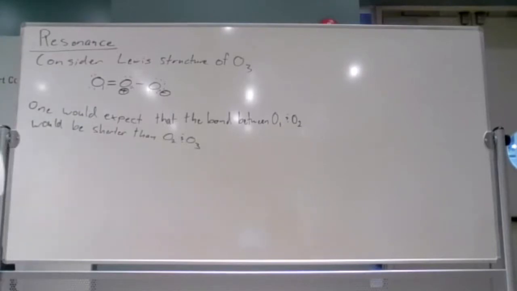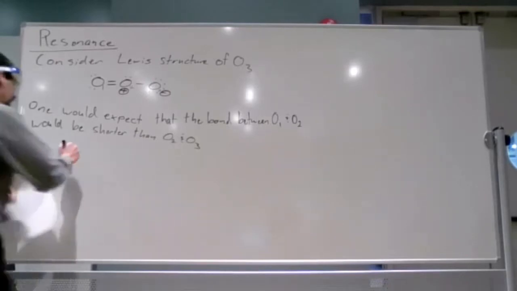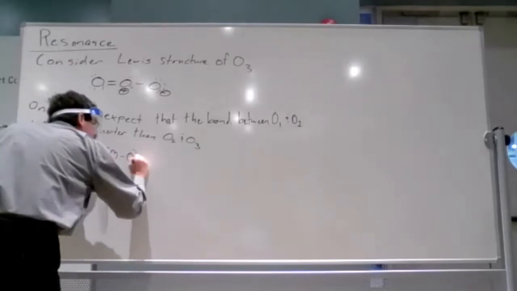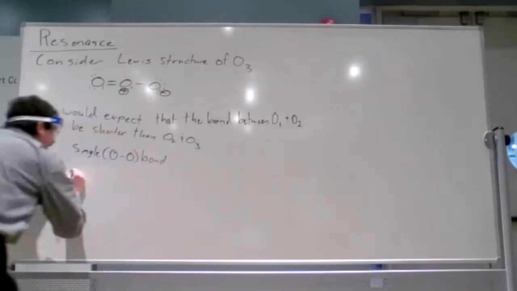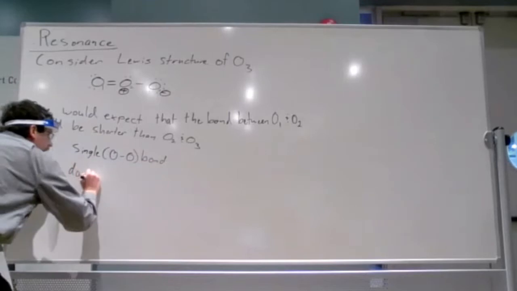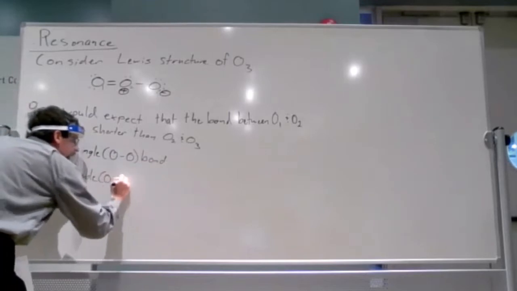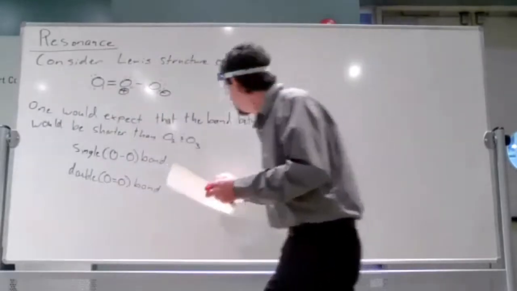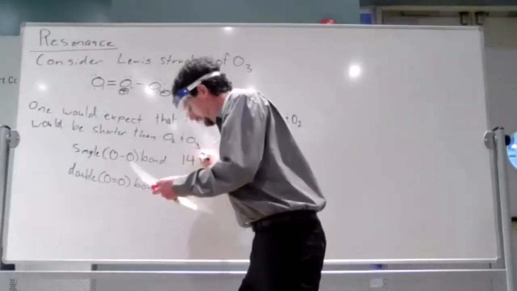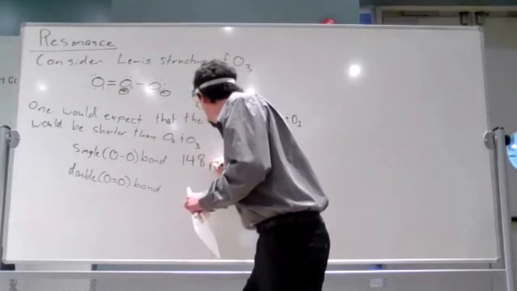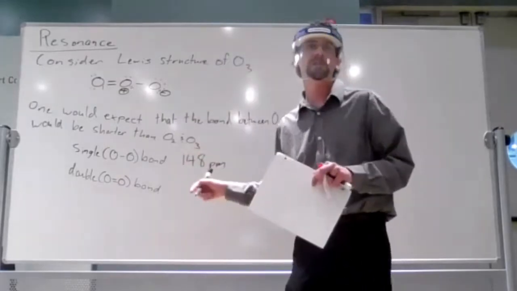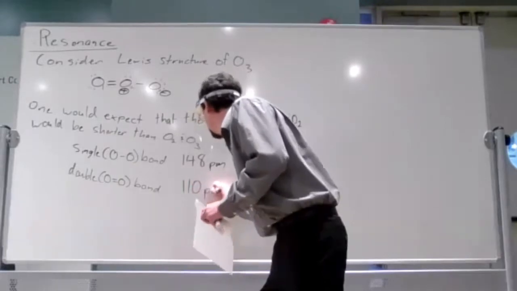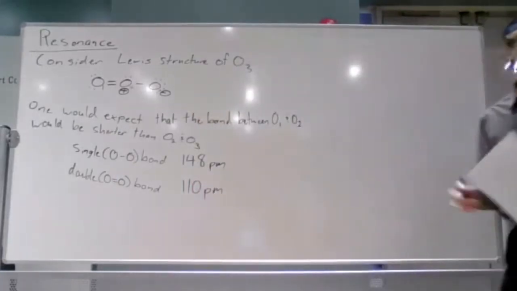Okay, so if you look at the average bonds, we have a single oxygen-oxygen bond and we have a double oxygen-oxygen bond, and we're going to keep track of their bond length. It's 148 picometers on average for a single oxygen-oxygen bond. For a double bond, it's 110.